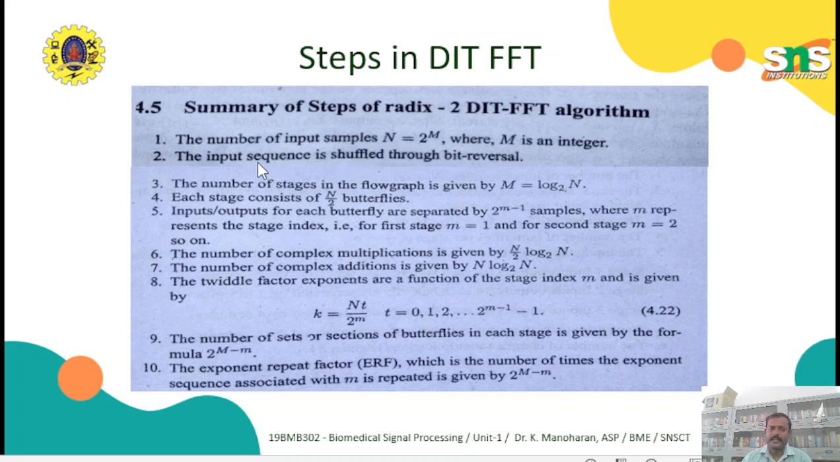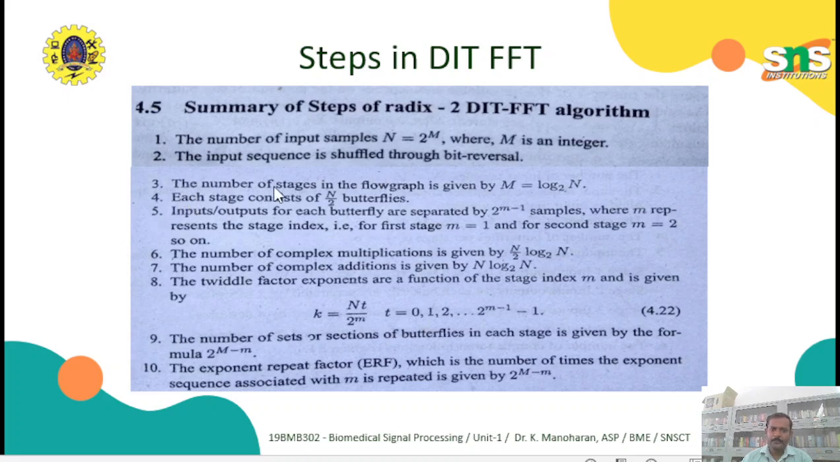So in the DIT algorithm the input is in bit reversal order. The input sequence is shuffled through the bit reversal. Bit reversal is nothing but writing the binary equivalent. For example, I am taking 1. So the binary equivalent of 1 is 0, 0, 1. If you reverse it, 0, 0, 1 becomes 1, 0, 0. So 1, 0, 0 is 4. So instead of 1, that will be changed to 4 here. The input is in bit reversal order, output is in natural order.